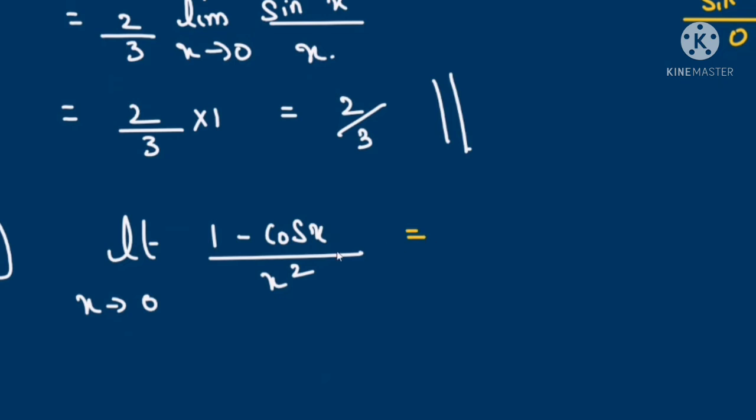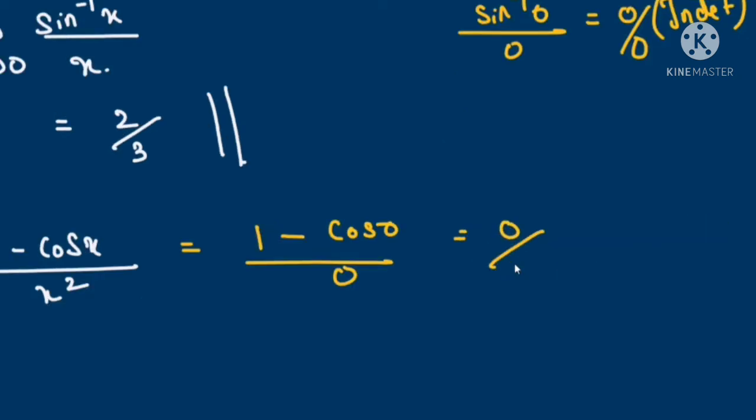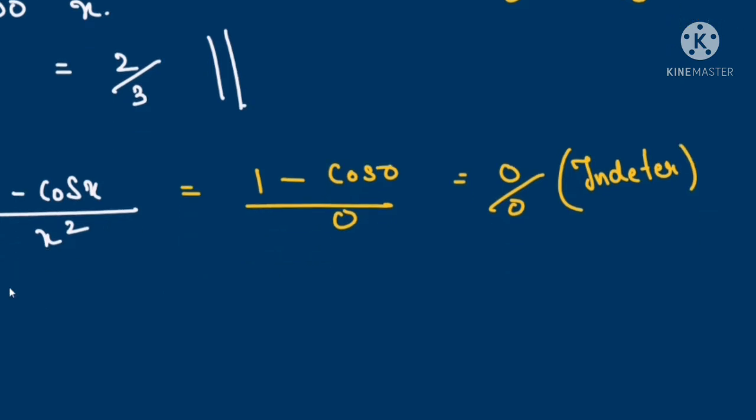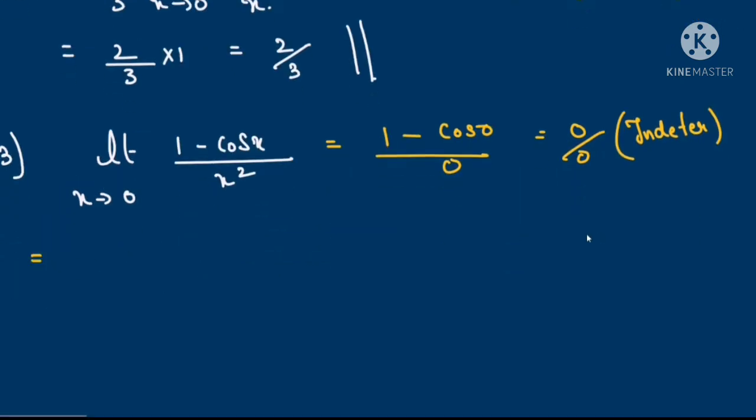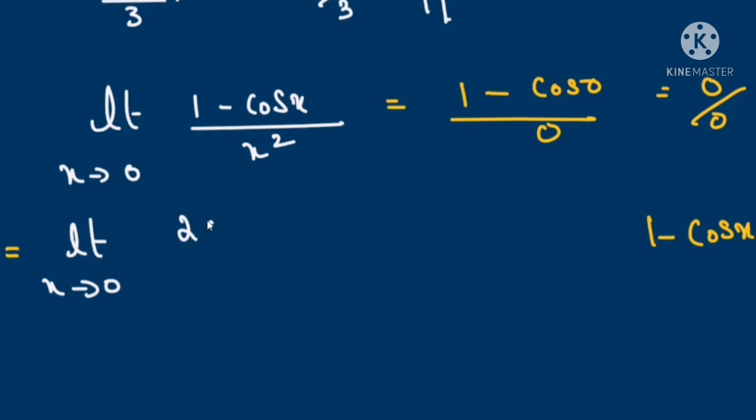The same way, if you apply the limit straight away, you get 1 minus cos 0 by 0. That is 1 minus 1, 0 by 0. That is indeterminate form. Cos 0 is 1. So 1 minus 1, 0. So now let us use the trigonometric formula. 1 minus cos x is 2 sine square x by 2. So limit x tends to 0, 1 minus cos x is 2 sine square x by 2 divided by x square.